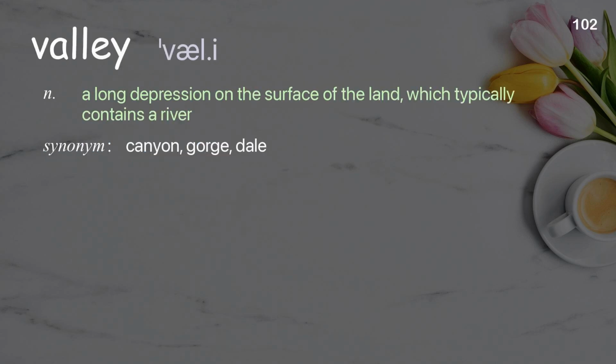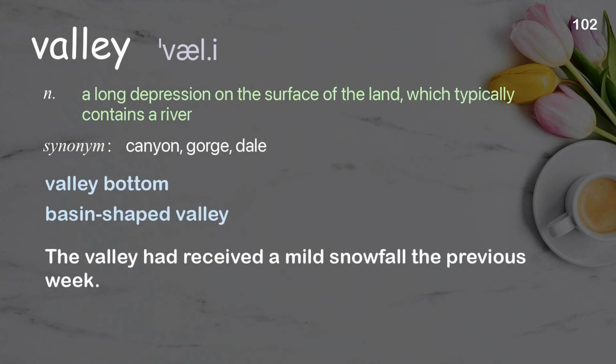Valley: A long depression on the surface of the land, which typically contains a river. Examples: Valley bottom. Basin-shaped valley. The valley had received a mild snowfall the previous week.